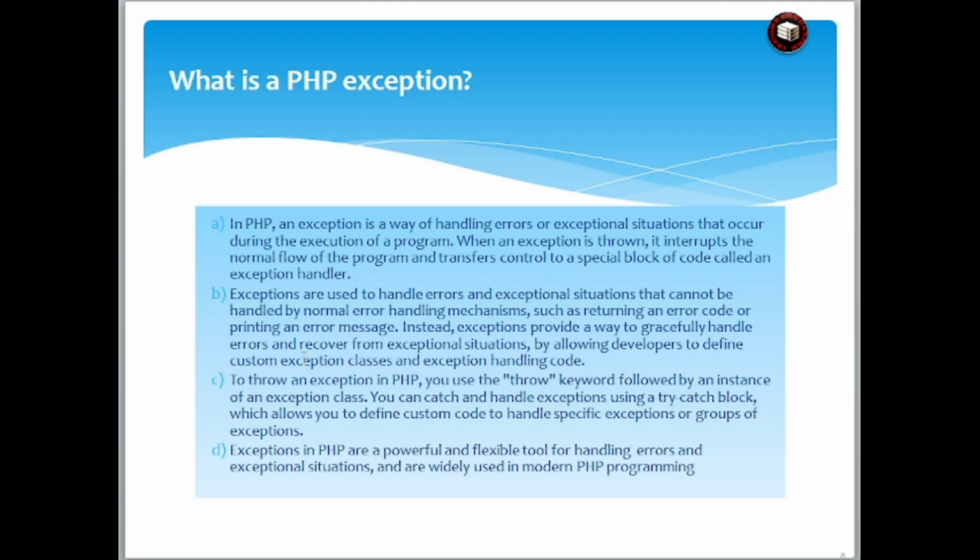what is a PHP exception? An exception is a way of handling errors and exceptional situations that occur during the execution of a program. When an exception is thrown, it interrupts the normal flow of the program and transfers control to a special block of code called an exception handler.